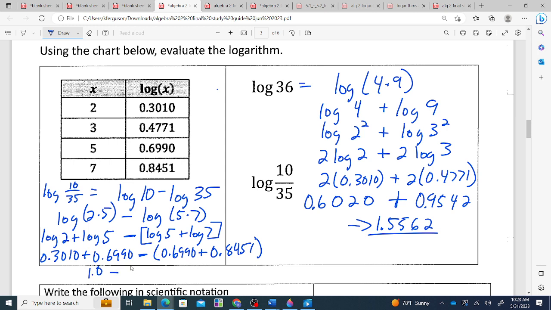And then when I add those 2 together, what do I get? Let's see. 1, that's 14, carry the 1. That's another 14, carry the 1. That's 1.5441. And so now I've got 1 minus this. The second number is bigger. It's a subtraction problem, so I know I'm going to end up with a negative number. So that's just negative 0.5441. And that's my answer.